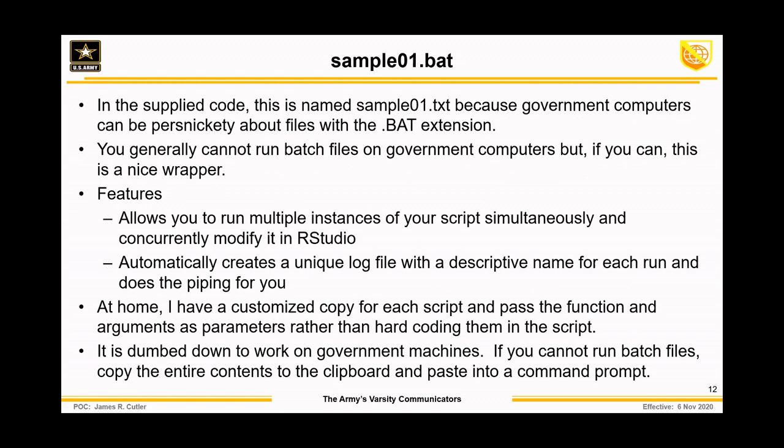Next slide, please. And that is sample01.bat. Now, out in the Git repository, it's called .txt because a lot of government computers won't even let you download a file with .bat or save a file onto your computer or email it to yourself or whatever. So it's .txt, but it's really a batch file. It's rather dumbed down from the version I use at home just because the military locks down batch files so much. You don't have the extended commands, you don't have delayed expansion to variables, all that sort of stuff. But anyhow, this basically will get the job done for you.